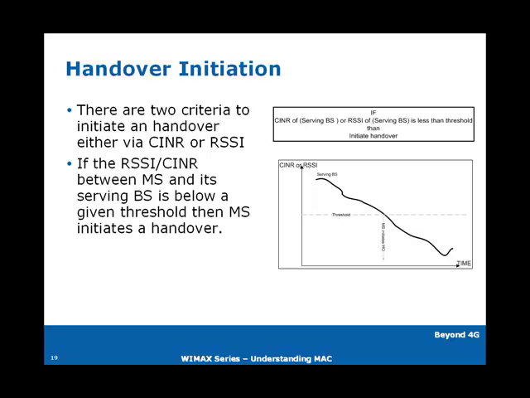This is step number 2. So for example, if the threshold is defined as CINR 3 or RSSI minus 90, then whenever the mobile station reaches a CINR of 3 or RSSI of minus 90, it would initiate a handover to the candidate with the strongest CINR listed in its neighbor base station table.